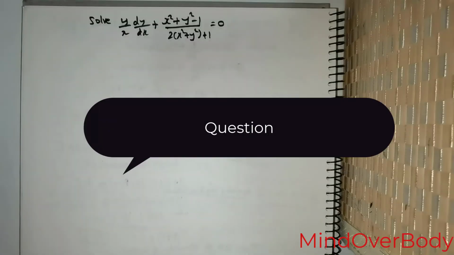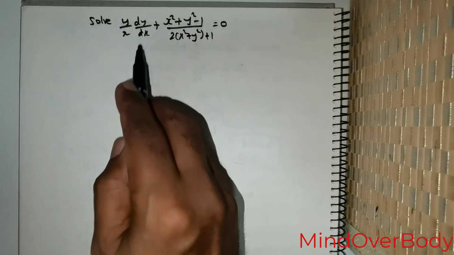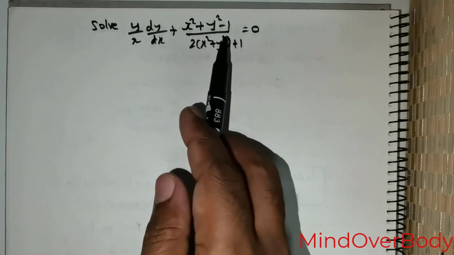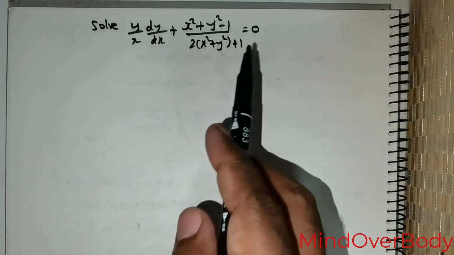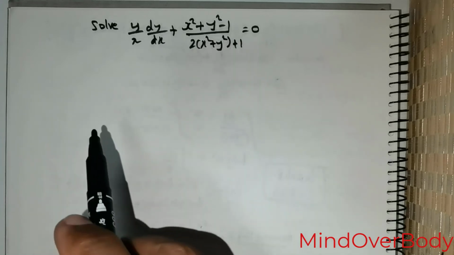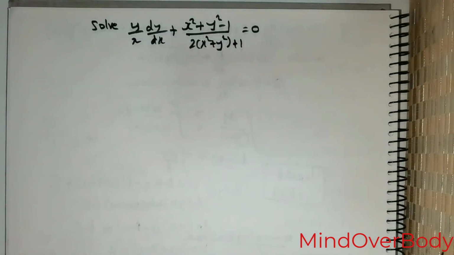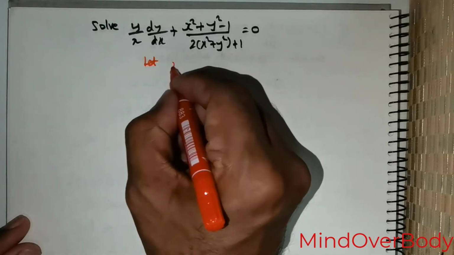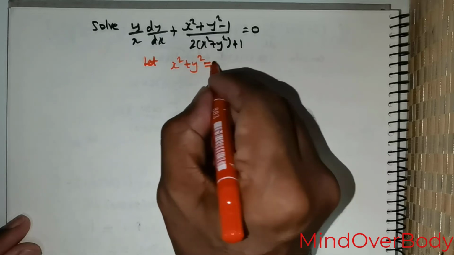Students, we have been given this question: (y/x)(dy/dx) + x² + y² − 1 divided by 2(x² + y²) + 1, and that is equated to 0. What we would do foremost is to make the following substitution. So I'm going to say let x² + y² be equal to t.